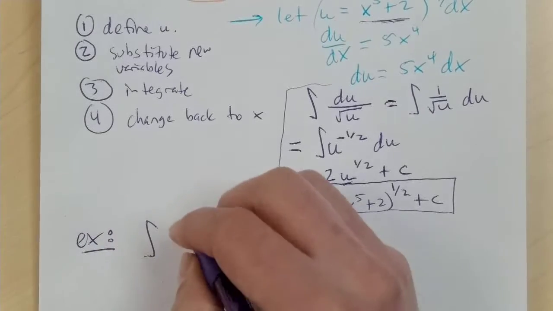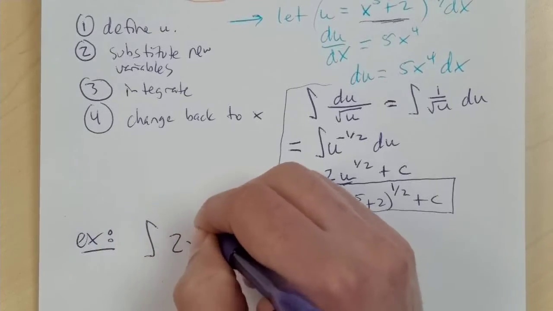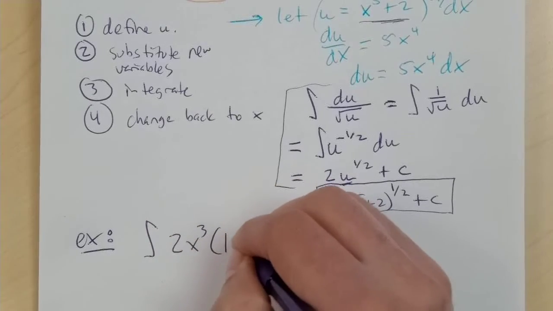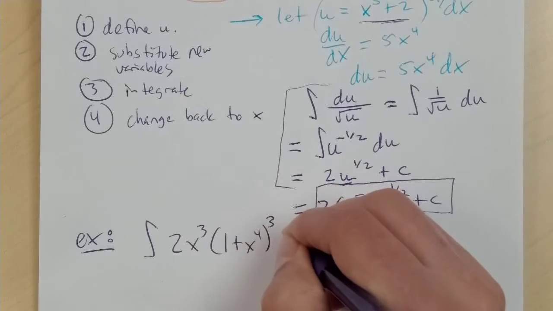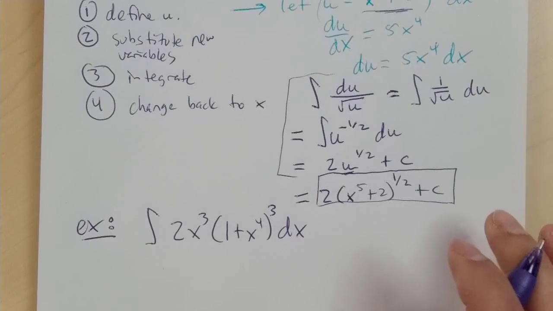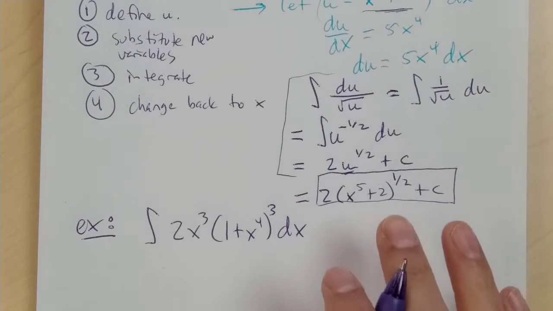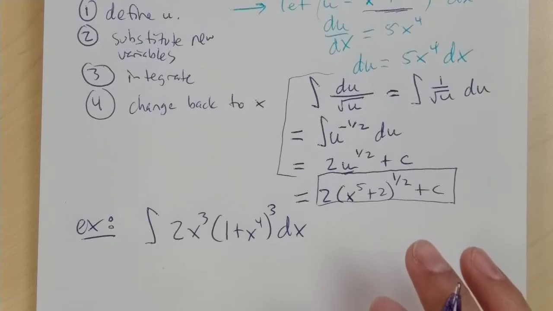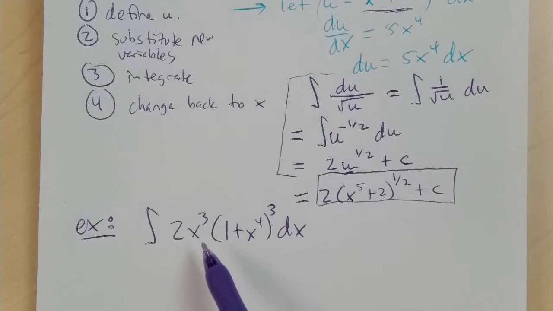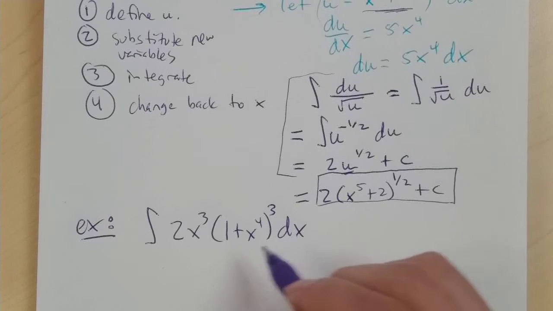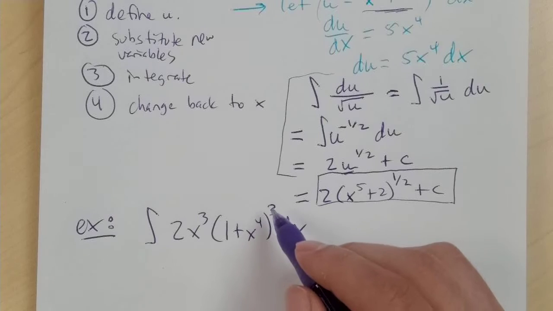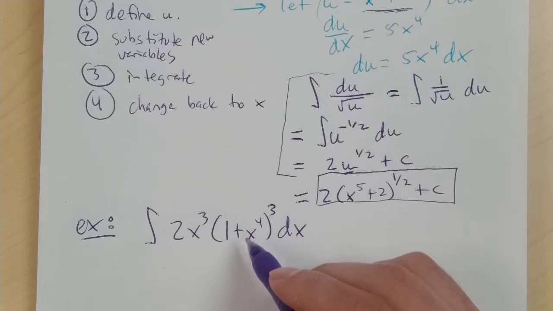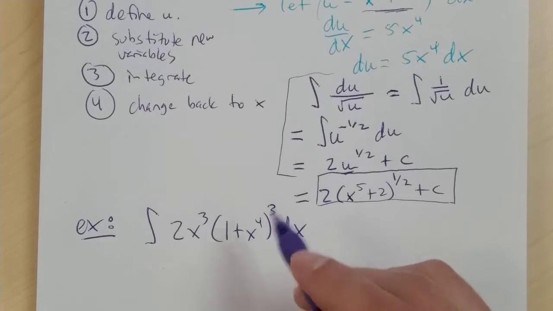Let's say we have the integral of 2x cubed times (1 plus x to the 4) cubed dx. Okay? So I should say first, there is more than one way to do some of these. You certainly could figure out what (1 plus x to the 4) cubed is. In other words, multiply it out, FOIL it, whatever you want to do.